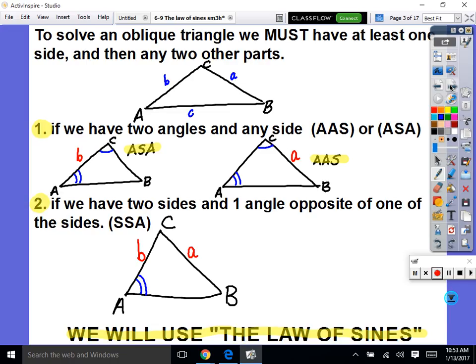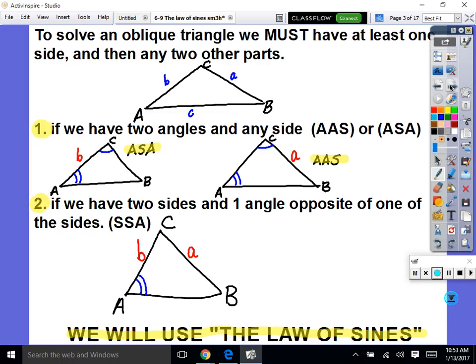Okay, two, we can use the law of sines. I'm going to explain what the law of sines is in just a second. So if we have two sides and one angle, as long as the angle is opposite of one of the given sides. So instead of being given two angles, if we're given one angle and two sides, we can use the law of sines as long as one of the given sides is across from the given angle.